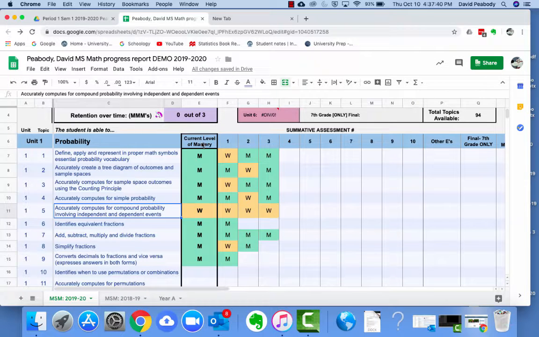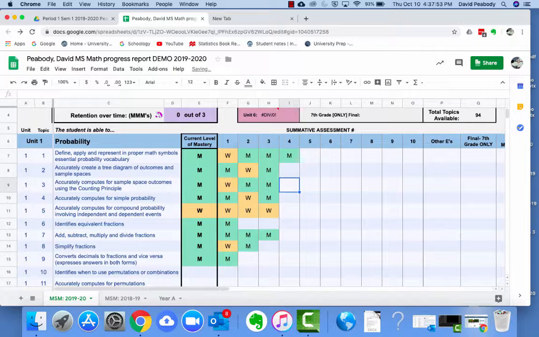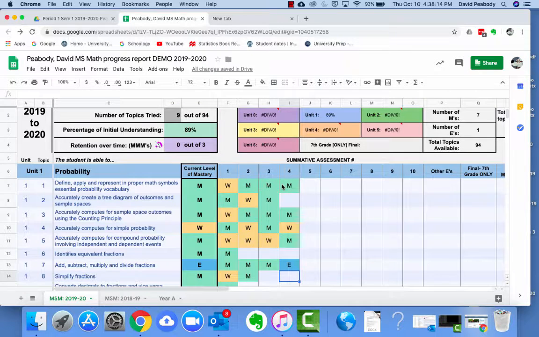And then the current level of mastery, which is here in the bolded letters. Let's pretend like an assessment happened, and I'm making some up here. I got an M on this first one, an M on this one. I achieved a W on the simple probability, and I achieved an M here, and then it looks like on add, subtract, multiply, divide fractions, I tried the E question and got an E. Those cells change. And the other piece to maybe look for is the percentage of initial understanding.